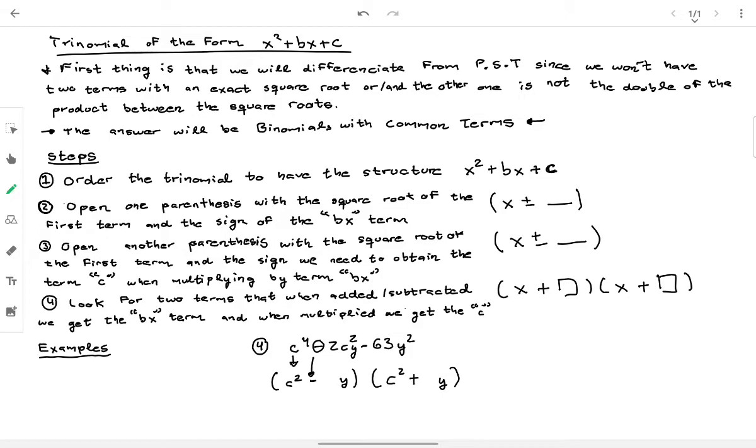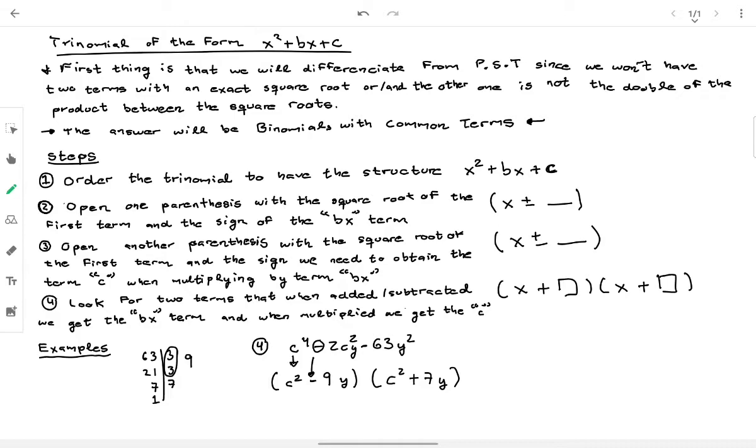So in this case, 63 we can divide by 3. It's going to be 21. We can divide it by 3, and it's going to be 7. 7, it's going to be 1. So maybe we can have like a 3 times 3, it's 9. And 7, it's going to be -2. So it's going to be -9y plus 7y. If I multiply -9 times 7, it's going to be -63. If I add -9 and +7, I will get a -2.